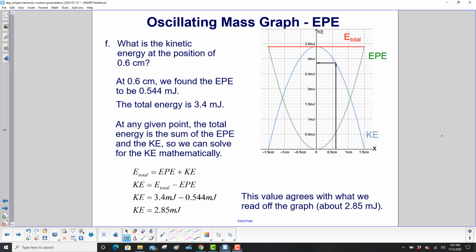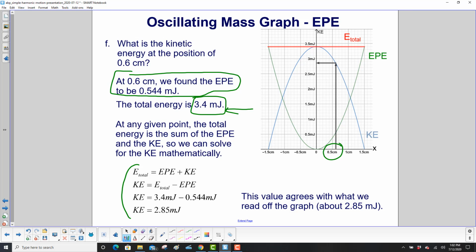What is the kinetic energy at the position of 0.6 centimeters? We've already found at 0.6 centimeters the EPE was 0.544 millijoules. The total energy is this, 3.4. So how could we find the kinetic? Just subtract them, right? Because the sum of EPE and kinetic energy has to equal the total energy. So here's that. E total is EPE plus KE. KE is E total minus EPE. E total, EPE, and we get 2.85 millijoules.